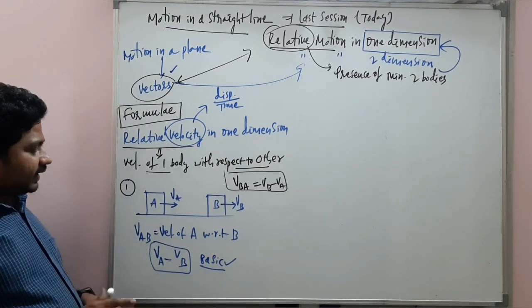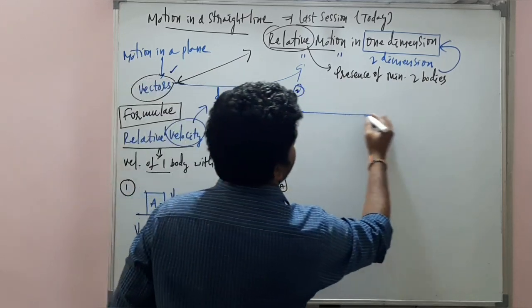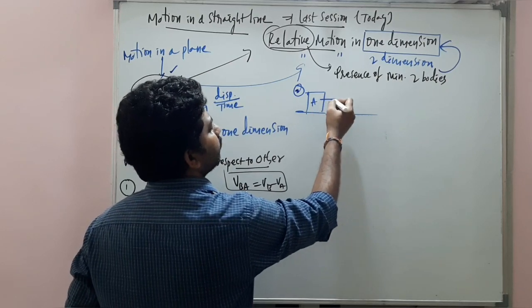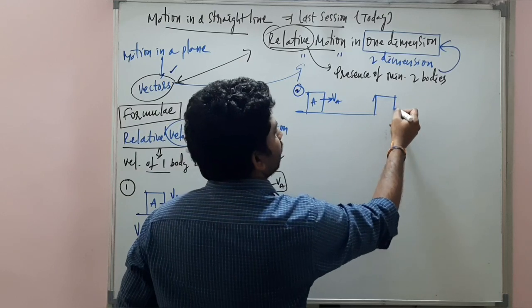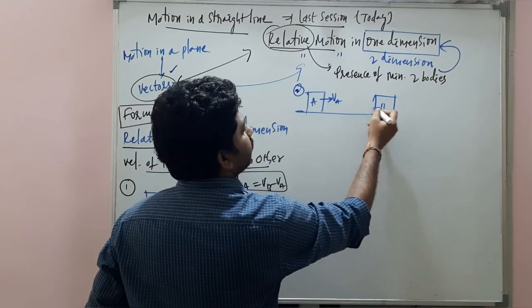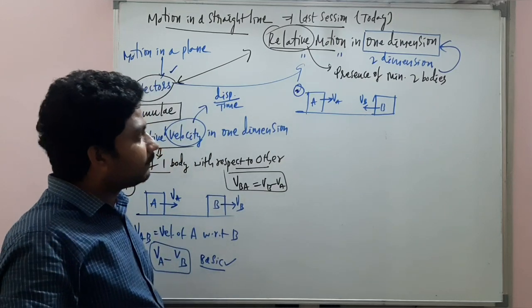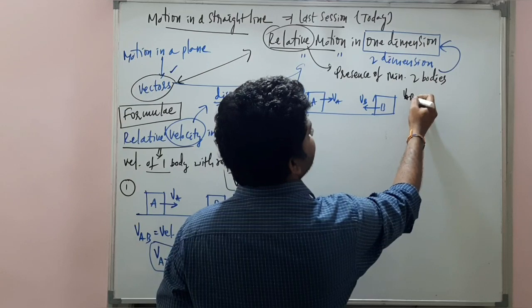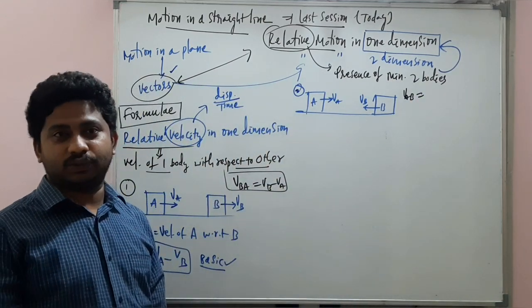Now, let's understand another case. This is the ground. There is a first body A moving with a velocity VA. There is a second body B moving with a velocity VB. Here, the question is, what is the velocity of A with respect to B? That's called the relative velocity of A with respect to B.